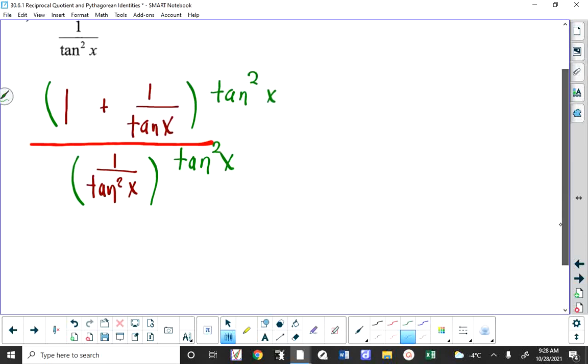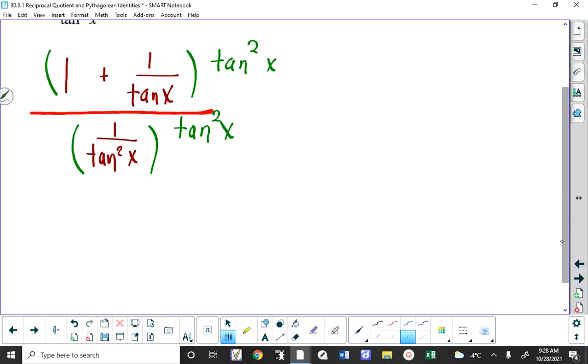What's going to happen here, don't forget, we have a binomial here in the numerator, so you're going to have to multiply this tangent squared of x by the 1, and also by the 1 over tan of x. You have to distribute that. So when I multiply tan squared of x times 1, I get tan squared of x.